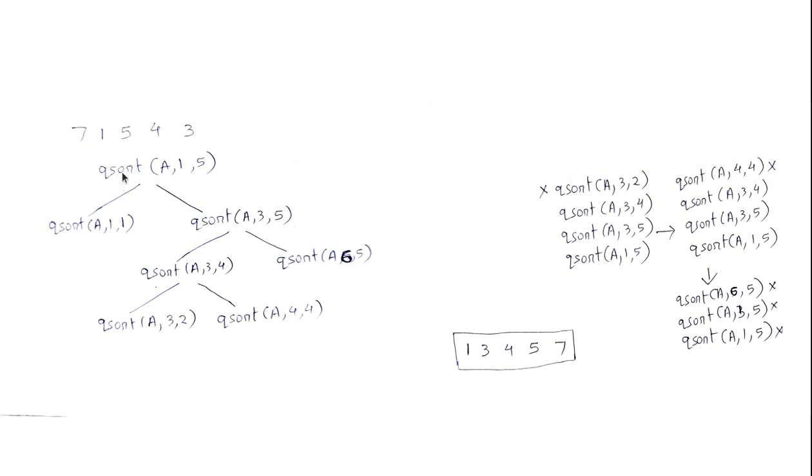Now q sort is the last one to be there in the stack, and this one is also popped up. Once this one and this one is popped up, by that time you will see the array will have positioned all the elements in their proper locations, and the array is a sorted one.